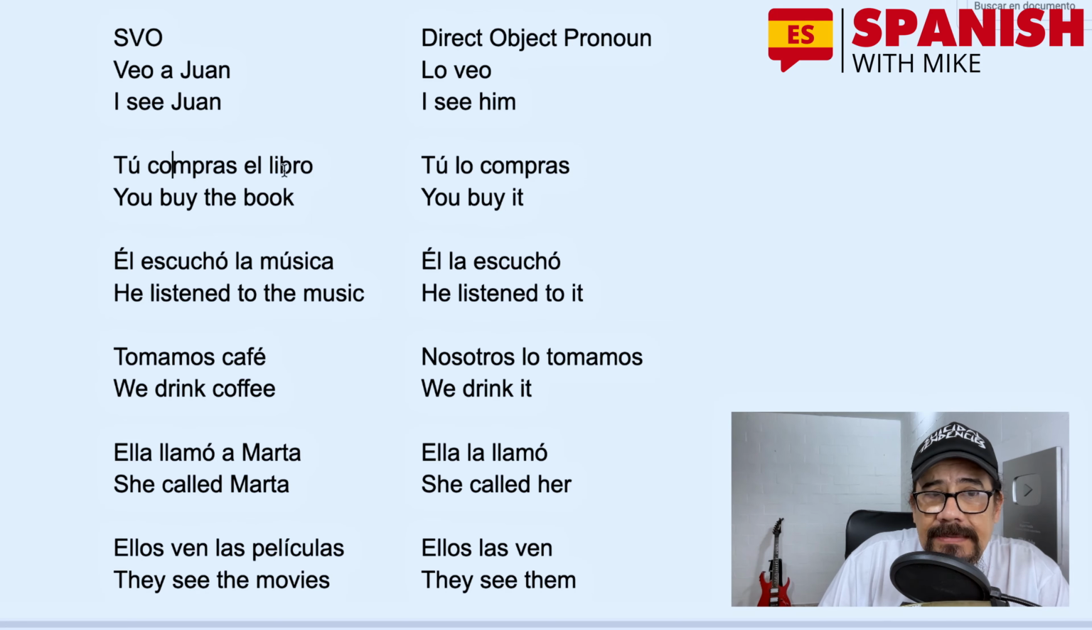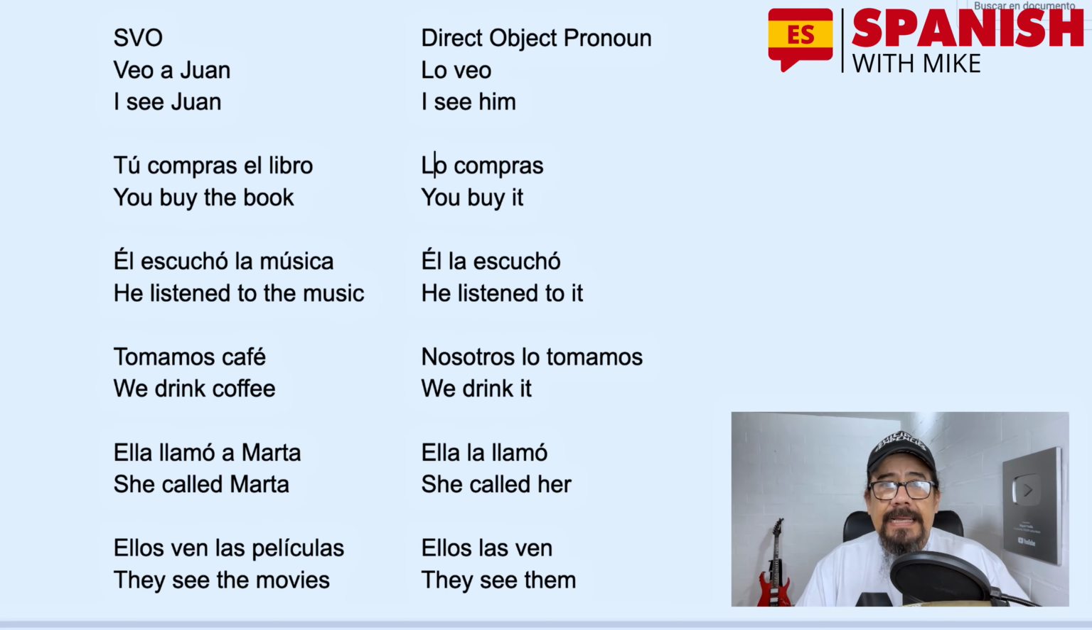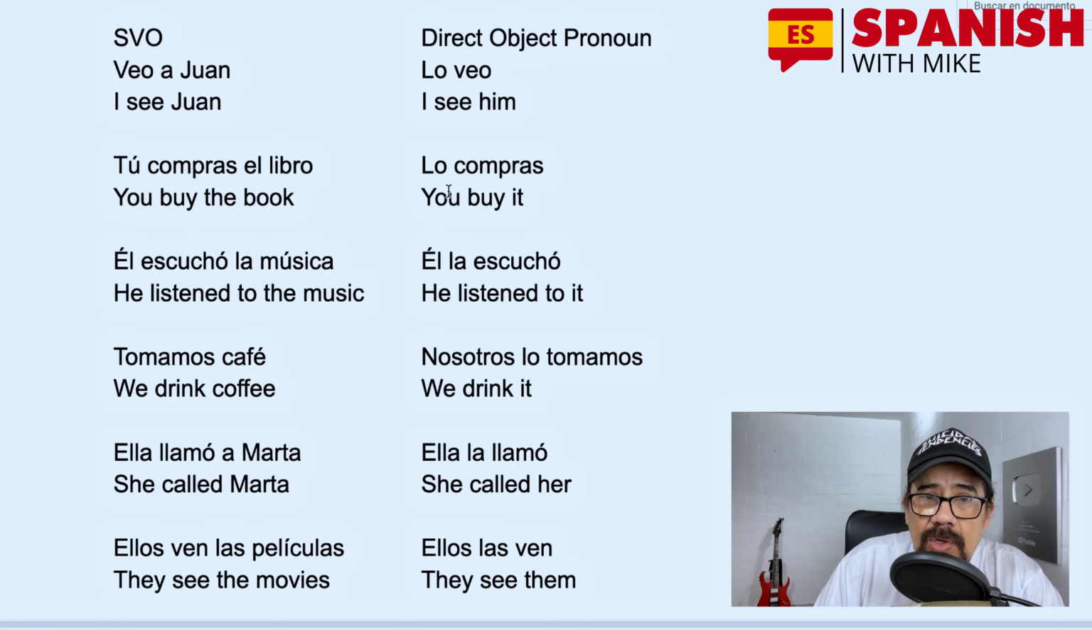Next sentence. Tú compras el libro. This is subject, verb, object. You buy the book. Tú compras el libro. But I can say, tú lo compras. Tú, right, is you. I can drop the pronoun. And I can say, lo compras. You buy it. Lo compras. Lo is replacing el libro.